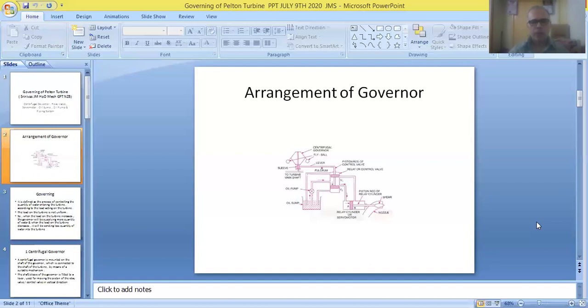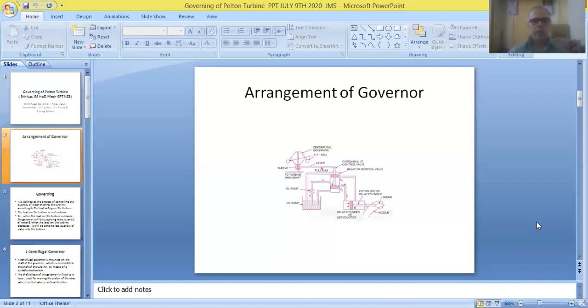The governor is mounted on the shaft of the governor, and finally the shaft of the governor is connected to the shaft of the turbine. This way, the governor is used for controlling the speed of the turbine, and also basically for controlling the quantity of water that is entering the turbine.